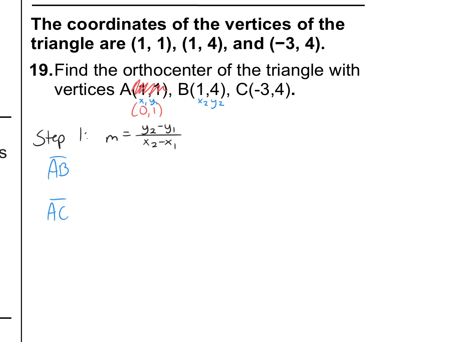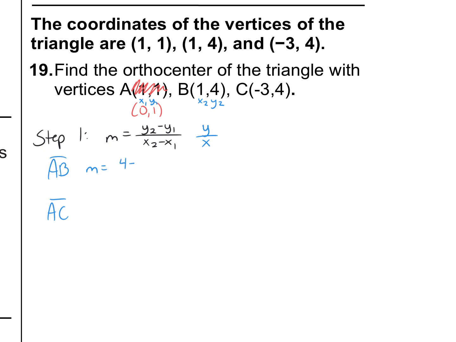What I saw a lot of us doing, which will get us wrong right away, is flip-flopping this. Make sure y is on the top, because remember, slope is in the concept of rise over run. So make sure y is always on the top. If I'm finding the slope of AB, what's my y2?